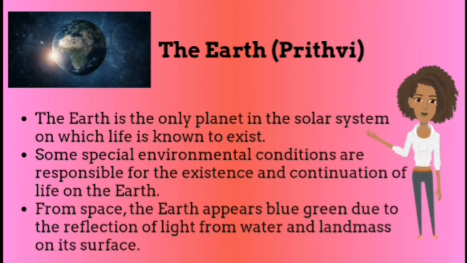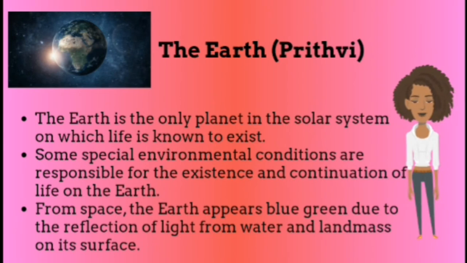Let us learn about our own planet, the Earth, Prithvi. The Earth is the only planet in the solar system on which life exists. Some special environmental conditions are responsible for the existence and continuation of life on Earth, like availability of water, ozone layer, and the correct form of gases. That's why we can live easily on Earth. From space, Earth appears to be blue-green due to the reflection of light from water.